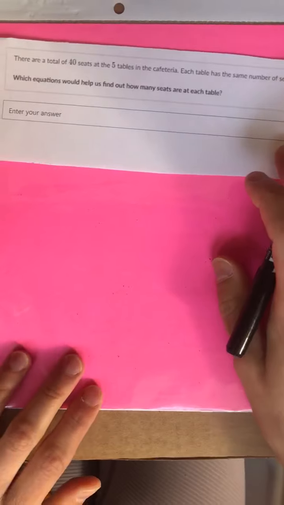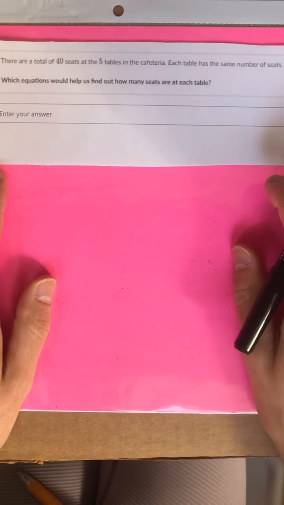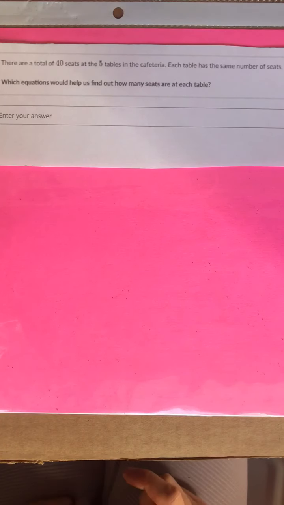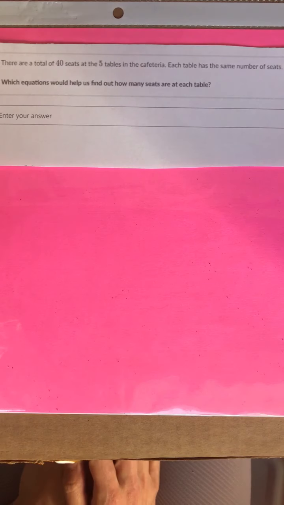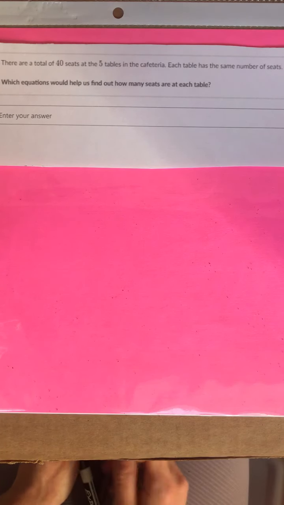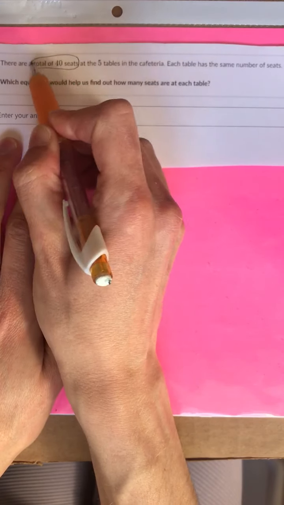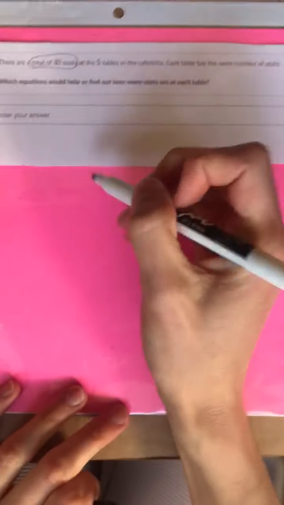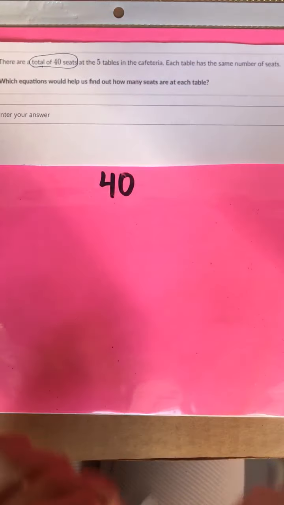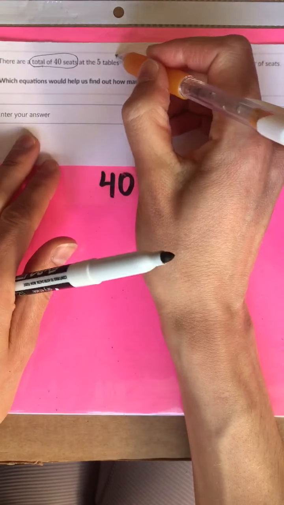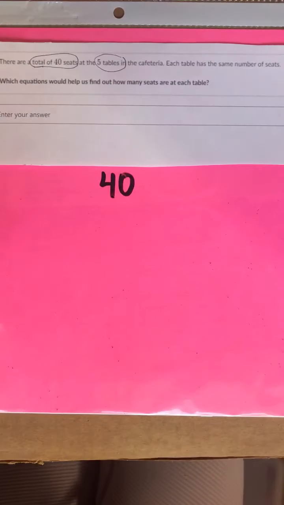Okay, let's take a look at number 7 together. There are a total of 40 seats at the 5 tables in the cafeteria. Each table has the same number of seats. Which equations would help us find out how many seats are at each table? Okay, so right here we know the total, right? It told us right here that there are 40 seats. So that actually made this one pretty simple. We also know what number? That's right, we know 5. We know that there are 5 tables at the cafeteria.